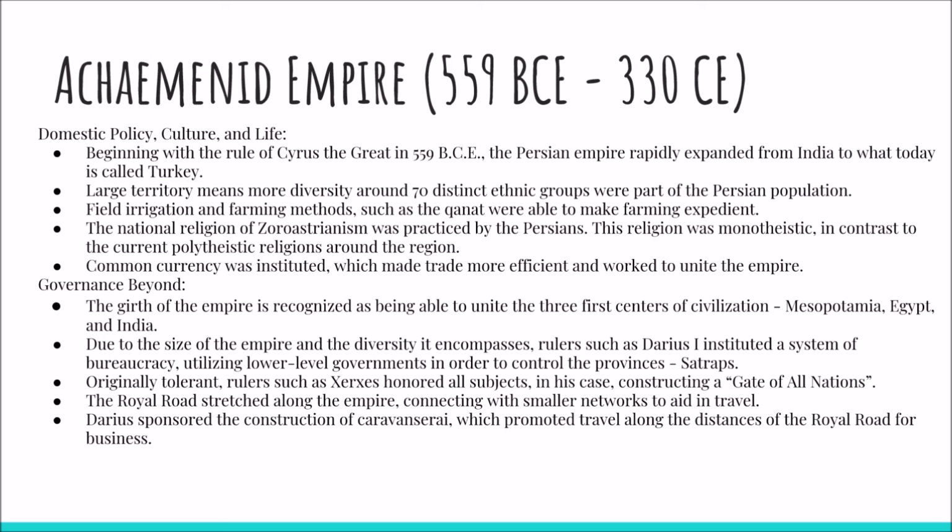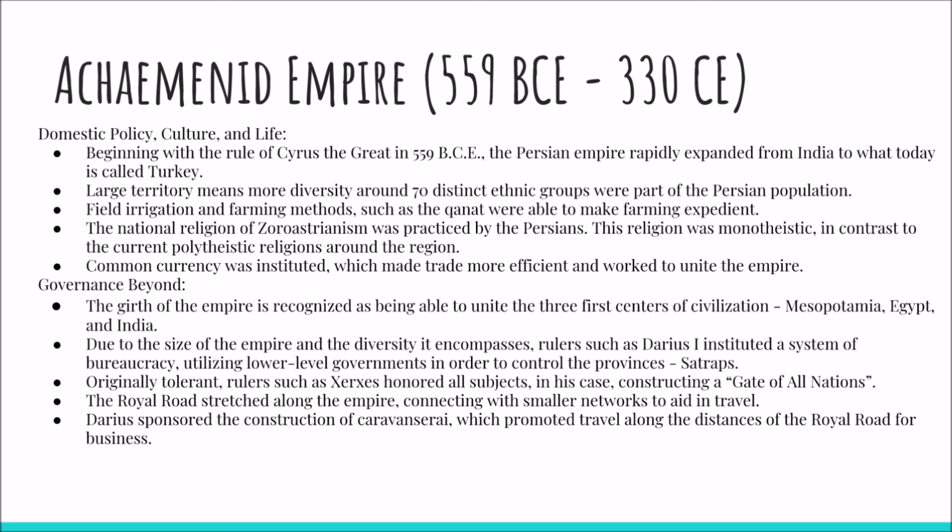Field irrigation and farming methods such as the Qanat system were able to make farming more efficient and expedient, thereby also increasing the population. The national religion of Zoroastrianism was practiced by the Persians. The monotheistic religion was unique in contrast to the current polytheistic religions around the region. Due to the size of the empire's diversity, rulers such as Darius I instituted a system of bureaucracy, utilizing lower-level governments in order to control the provinces using officials called satraps. Common currency was also instituted, which made trade more efficient and worked to unite the empire.